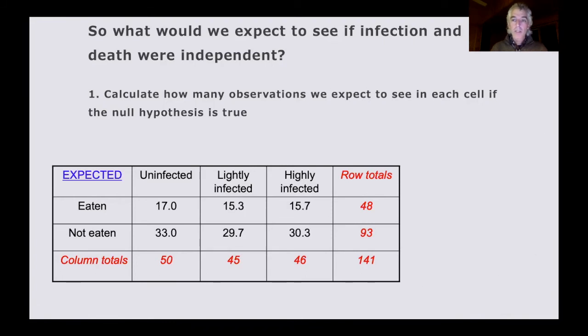So we can follow a similar calculation for all of the other cells in this table to come up with expected values for all 6 of the combinations of infection status and whether or not the fish were eaten, which would end up looking something like this.